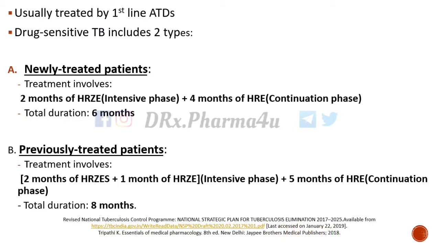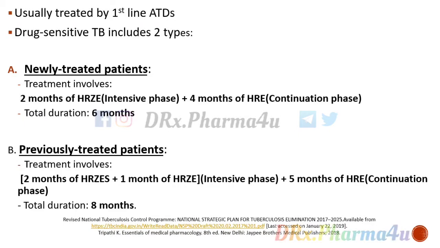If it is a newly treated patient, the treatment involves 2 months of HRZE. H stands for isoniazid, R stands for rifampin, Z stands for pyrazinamide, and E stands for ethambutol. So this comes in the intensive phase. Yesterday I told you about the difference between intensive phase and continuation phase. Intensive phase means we are aggressively treating the disease. Continuation phase means whatever remaining tubercle bacilli is there in our system, that will get flushed out.